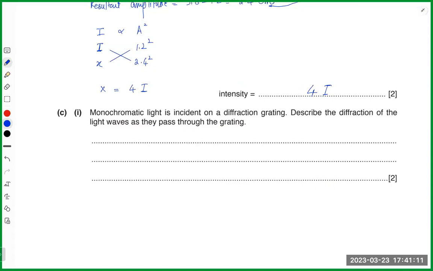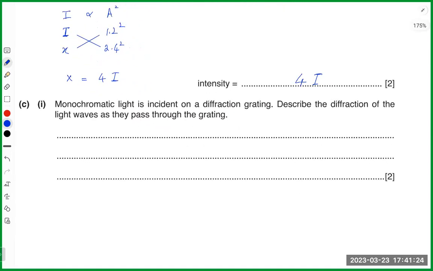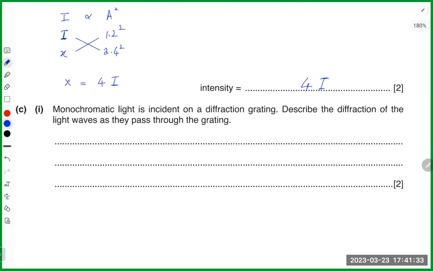Monochromatic light is incident on a diffraction grating. Describe the diffraction of the light wave as they pass through a diffraction grating.